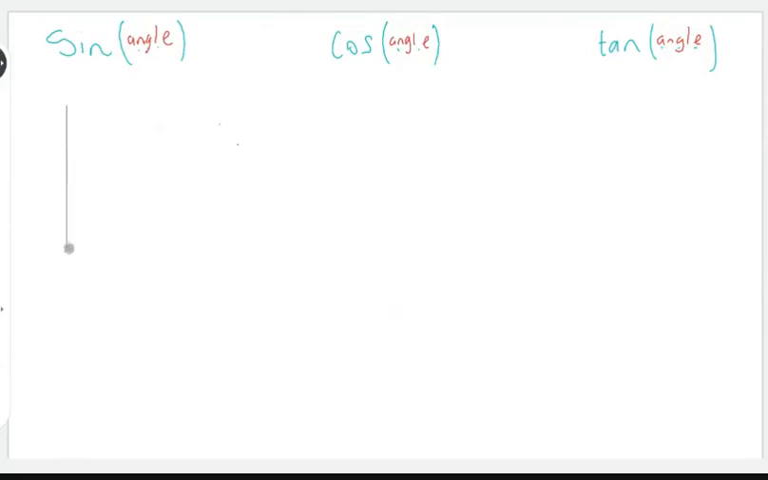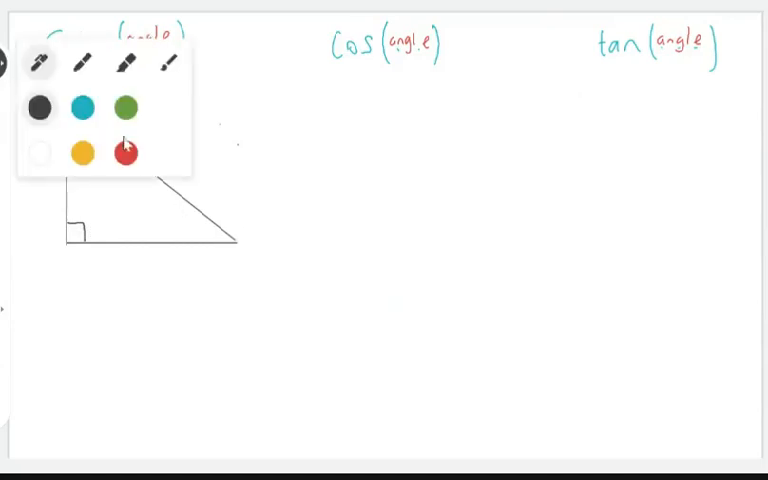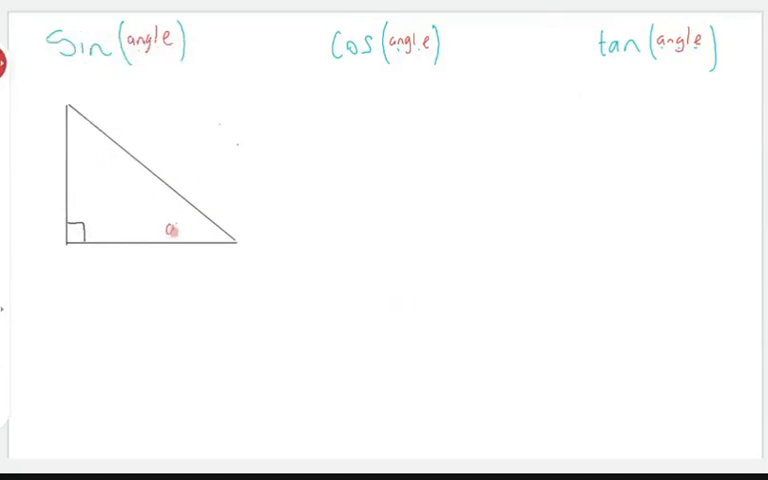So we have a right angle triangle, and I'm just going to label one of the angles just angle. So this is our angle. If we label this triangle, this would be opposite because it's opposite the angle. This would be adjacent because it's adjacent to the angle. And this other one will be hypotenuse. All good so far?